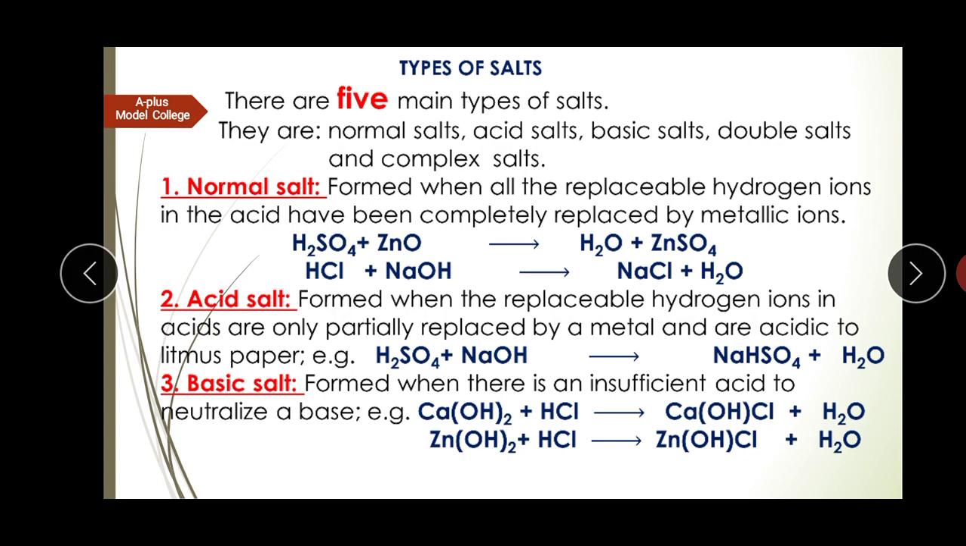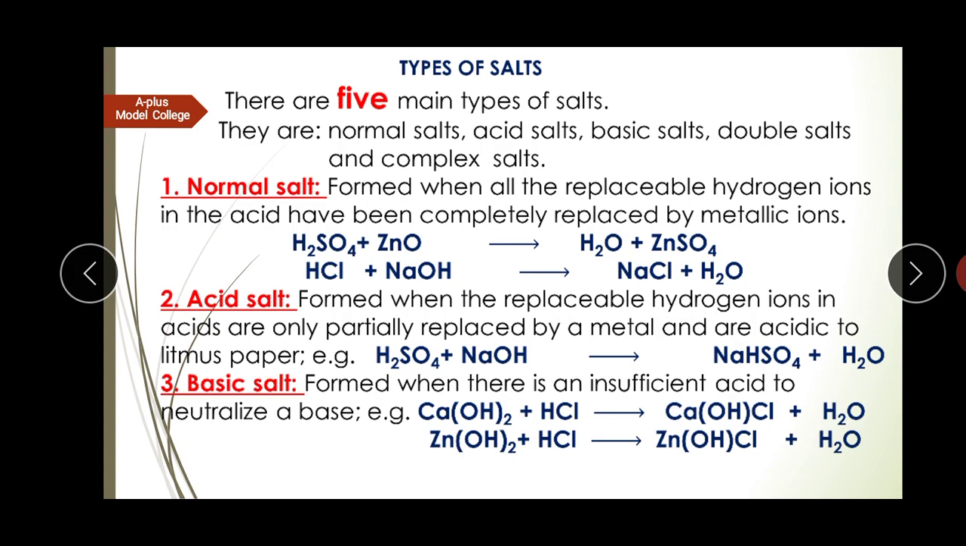But acid salts are formed when the replaceable hydrogen ions in an acid are only partially replaced by metal. You can see an acid salt is acidic to litmus paper. Yes, when we say something is acidic, it must definitely be acidic to litmus paper because it will turn blue litmus paper to red. That's what we mean by being acidic to litmus paper.